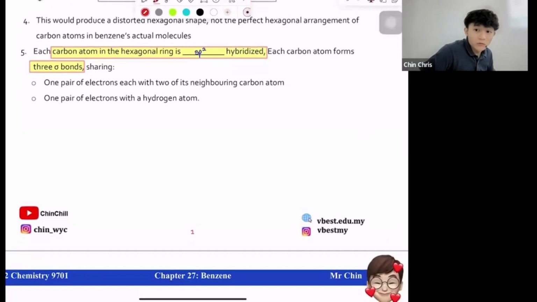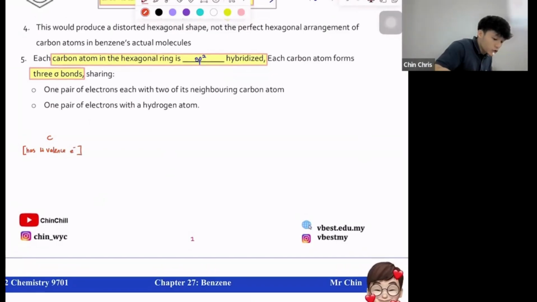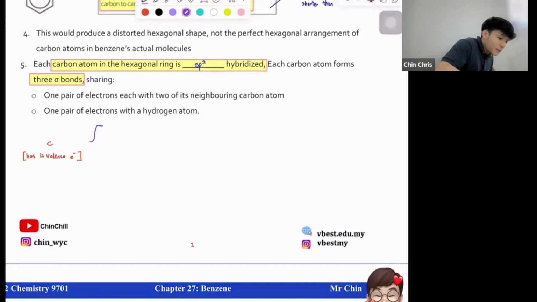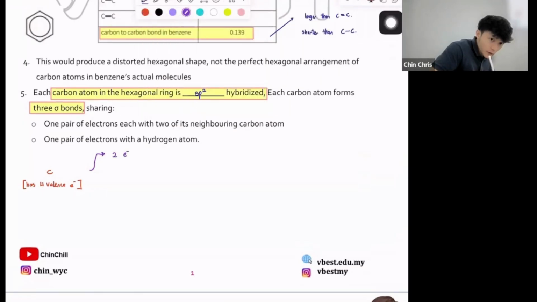Okay, so guys, now let's look at carbon. Carbon is group 4, which means how many outermost electrons? It has 4, right? So carbon has 4 valence electrons. So how do they form 3 sigma bonds? If you look at the benzene structure, you see this carbon will share 1 electron with another carbon, and share 1 more electron with another carbon. So they will share 2 electrons with other carbons, forming 2 sigma bonds.